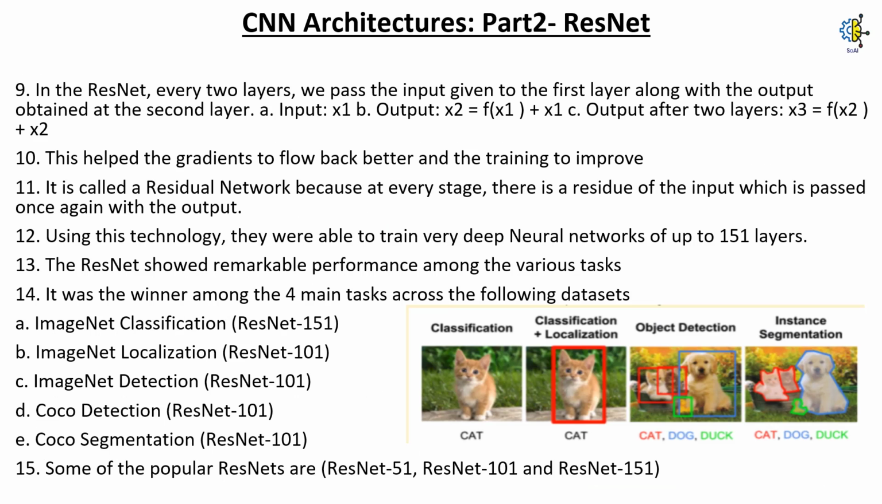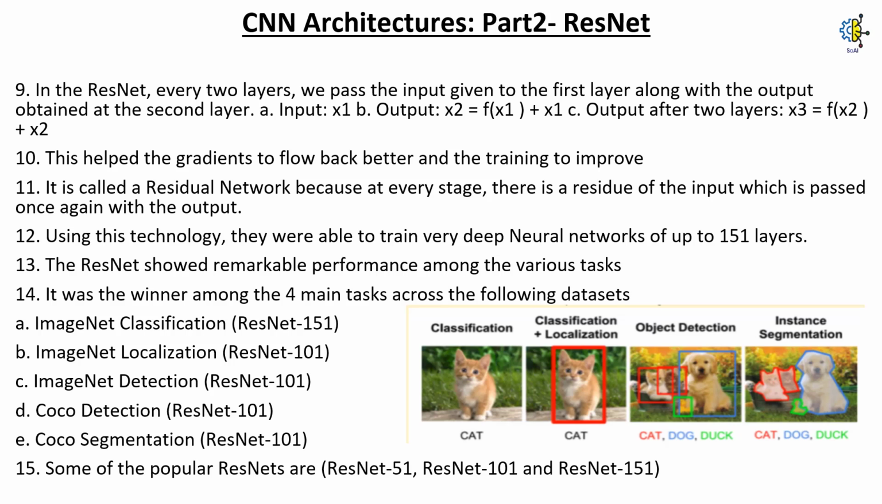In this, every two layers we pass the input given to the first layer along with the output obtained at the second layer. This helps the gradients to flow back better and training to improve. It is called a residual network because at every stage there is a residue of the input which is passed once again with the output. Using this technique, we were able to train very deep neural networks of up to 151 layers. The residual network showed remarkable performance among the various tasks.